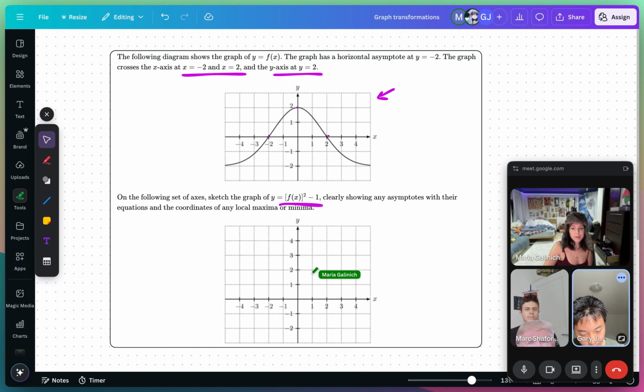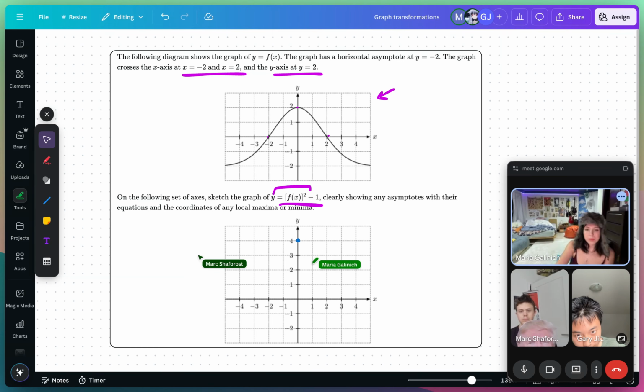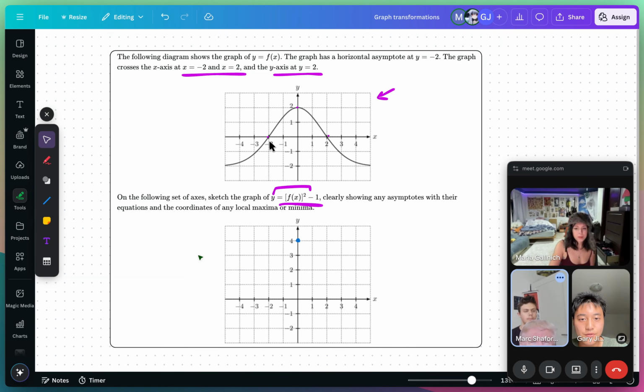So the first step is to recognize that f(x) squared is just all the y coordinates being squared on the original graph. So we can see that it's 2 here, which means 2 squared is just 4. And we see that it crosses the x axis at -2 and 2, and 0 squared is just 0. So the dots are just in the same places.